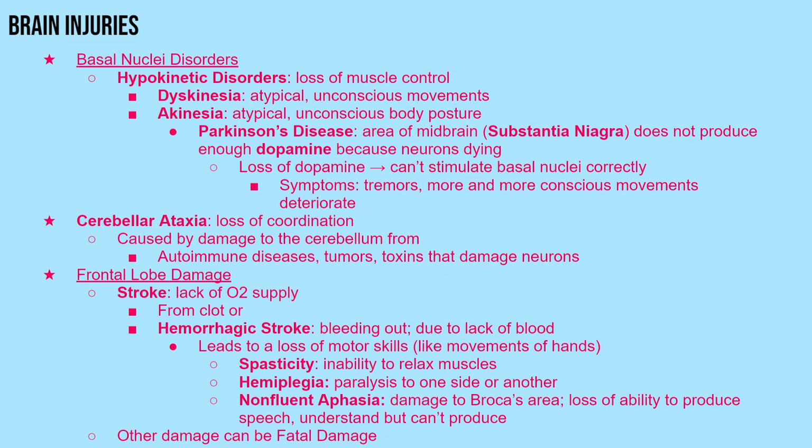Another type of brain injury is cerebellar ataxia, and this is a loss of coordination caused by damage to the cerebellum. And then frontal lobe damage includes stroke, and this is from a lack of oxygen. And strokes can be a result of a clot or loss of blood.